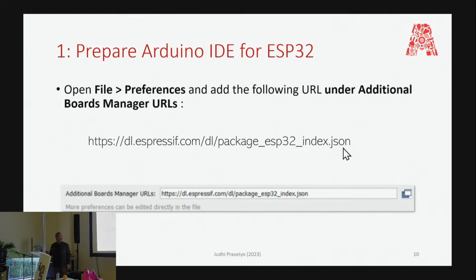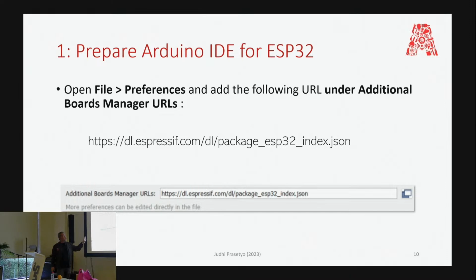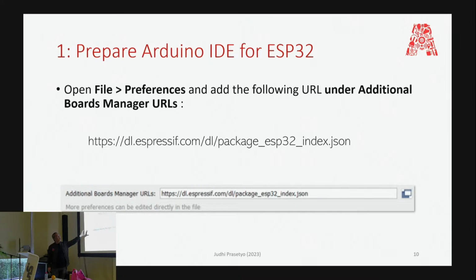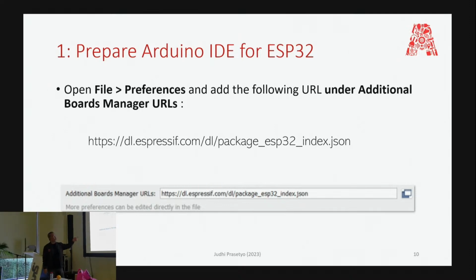What is this for? This is to tell the Arduino IDE to look for new type of boards from this website. And it's a JSON file, so it's a text file that gives a list of available boards made by Espressif to be able to appear on Arduino IDE interface. So I'll just give you about 3 minutes to download. Unless you have done all of this, we can skip.